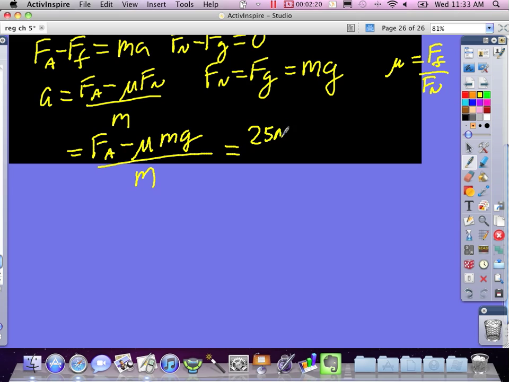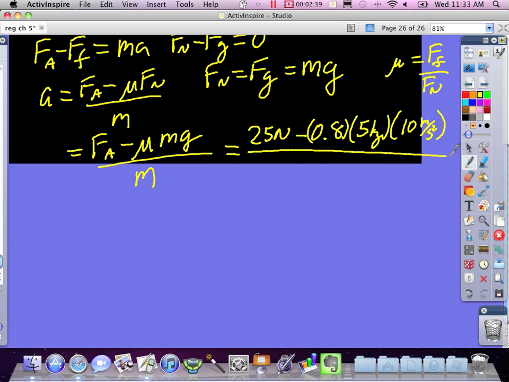So we say 25 newtons here, minus mu, which was what, 0.8? 0.8 times the mass, which was 5 kilograms, I think, times gravity. I'm just going to use 10. Shouldn't be too sloppy. Meters per second squared. And then notice that's going to give me newtons, right? See that? Kilogram meters per second squared. And then I'm dividing it all by the mass, which is 5 kilograms.